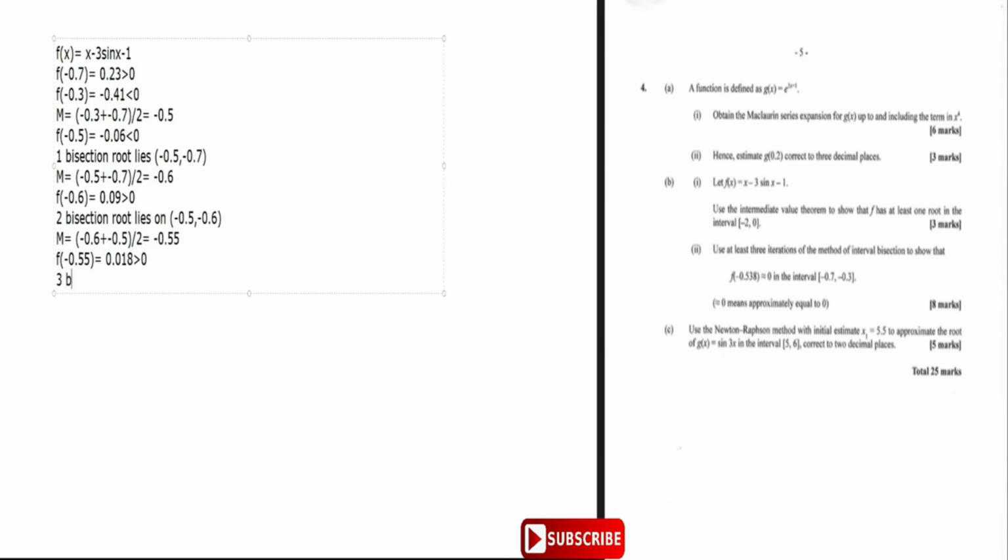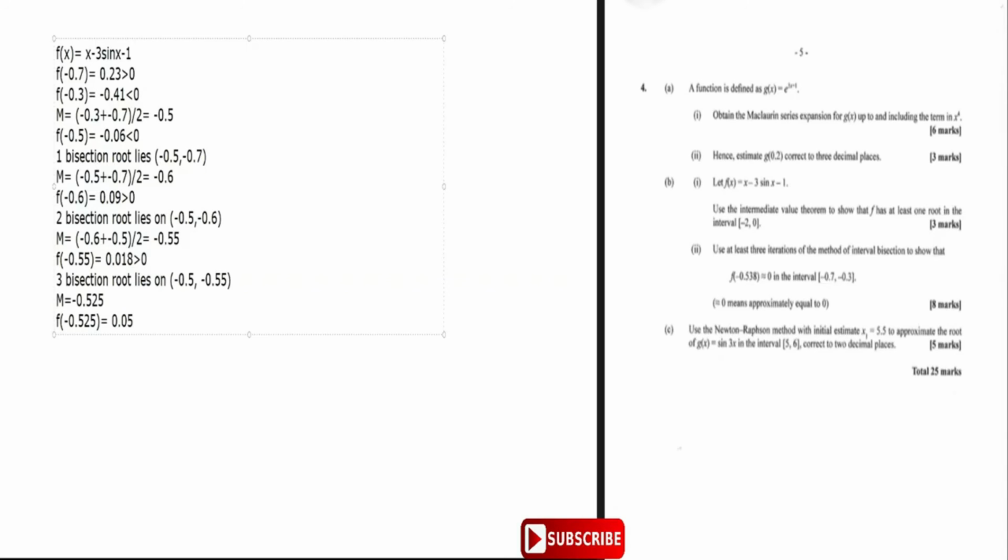And so from the third bisection, the root lies on minus 0.5, comma, minus 0.55. All right. Good. And so the midpoint of that now would be equal to minus 0.5 plus minus 0.55 divided by 2, which is minus 0.525. And so f of minus 0.525, that would be equal to, all right, so you plug that in now, minus 3 times that minus 1, I am getting 0.05.